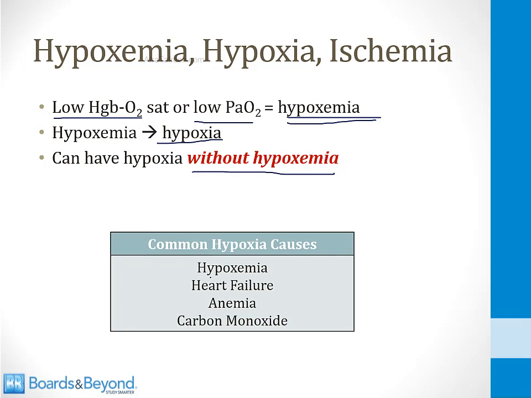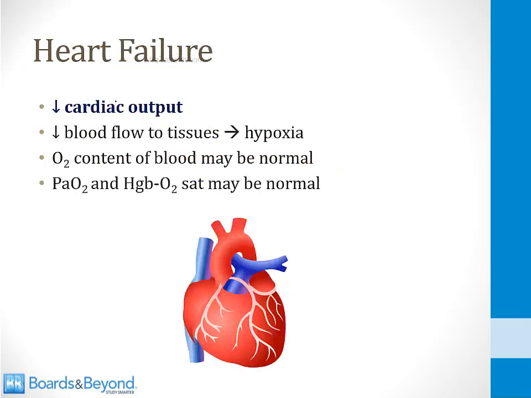So shown at the bottom of the screen are the four common hypoxia causes. The first one is hypoxemia, of course, but the next three cause hypoxia without causing hypoxemia. These are heart failure, anemia, and carbon monoxide poisoning. So patients with heart failure have a low cardiac output, and this can lead to decreased blood flow to tissues, which can cause hypoxia, meaning you're not delivering sufficient oxygen. Heart failure patients can have normal oxygen content of their blood if they're not in pulmonary edema and not having any respiratory complications of heart failure. And in these scenarios, the PaO2 and the hemoglobin oxygen saturation can be normal.